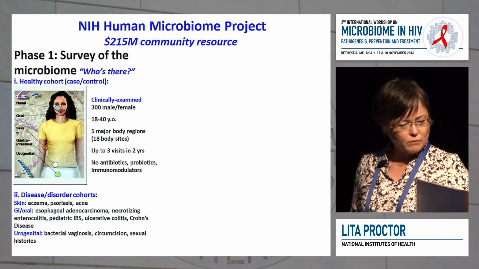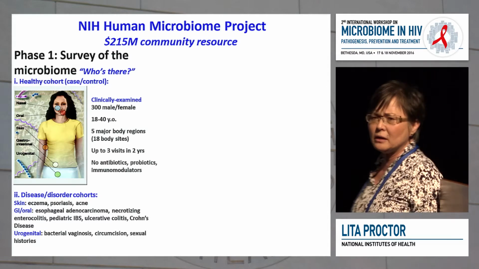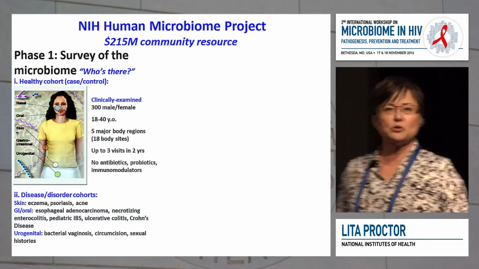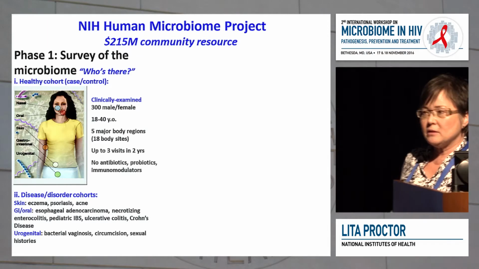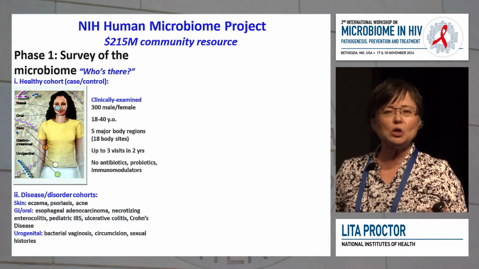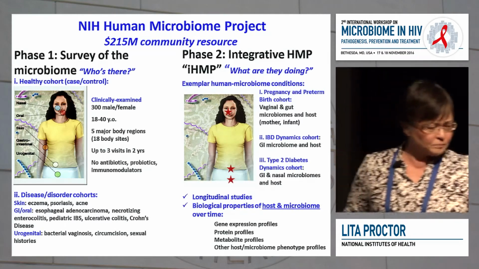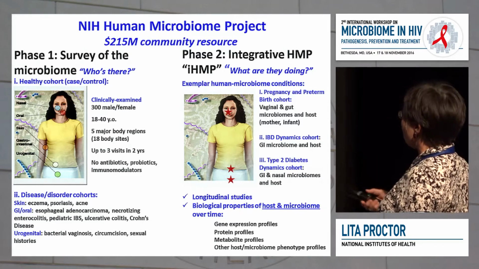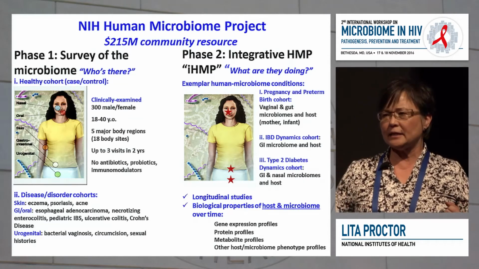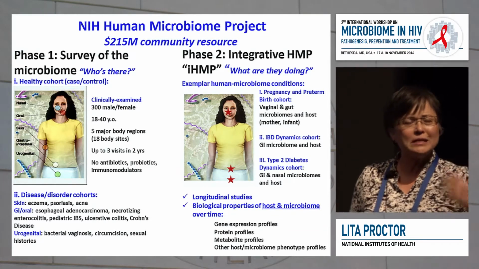We also had a series of disease disorder cohorts of skin, GI, oral, and urogenital, in which the question was the same thing, who's there? But the question was, is there a characteristic microbiome associated with those diseases or disorders? And many of you have either used the data that came out of this, the computational tools, the reference data sets, and so on, but we went on in phase two, excuse me, to address the question, what are they doing? Because we recognize in many cases, and you probably know this from the literature already, that taxonomic makeup is not equal to the phenotype of the microbiome. We really need to know what they're doing.